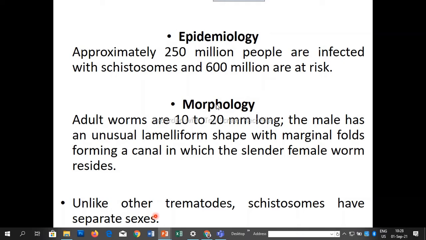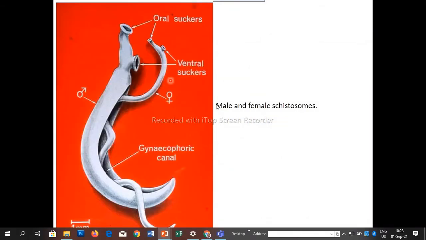This is different from the cestodes, like Taenia, where we don't have male and female. We just have one kind of worm, which is hermaphrodite. So this is called the gynecophore, or gynecophoric canal. Male and female Schistosoma. This is the oral sucker, or oral cavity. This is the ventral sucker.